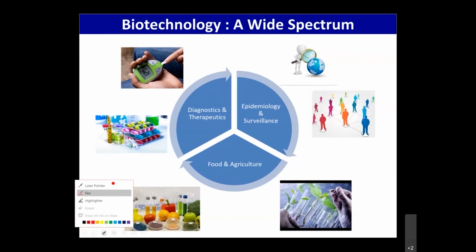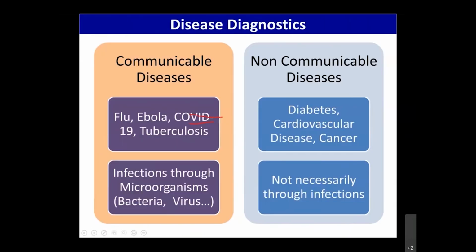So when we talk of disease diagnostics, there can be two kinds of diseases, right? Communicable diseases such as the flu that we get almost every season, and more severe kinds of communicable diseases could be Ebola or the COVID-19 that we're all going through, right? Most of these are infections through microorganisms, either virus, bacteria, and so on and so forth.